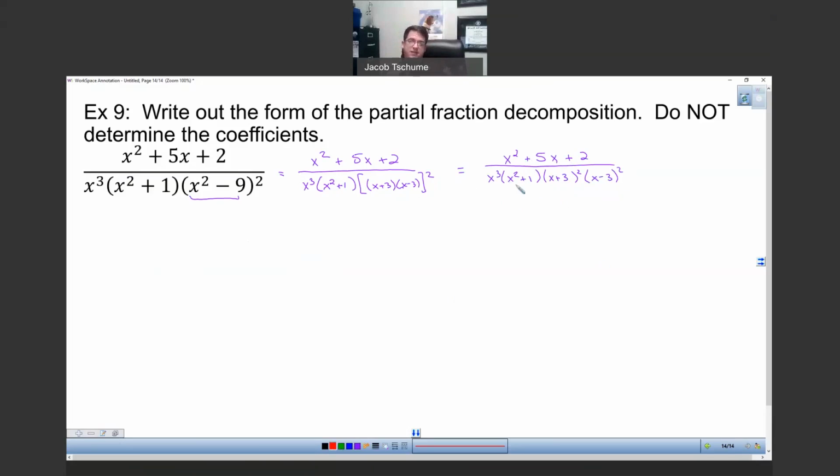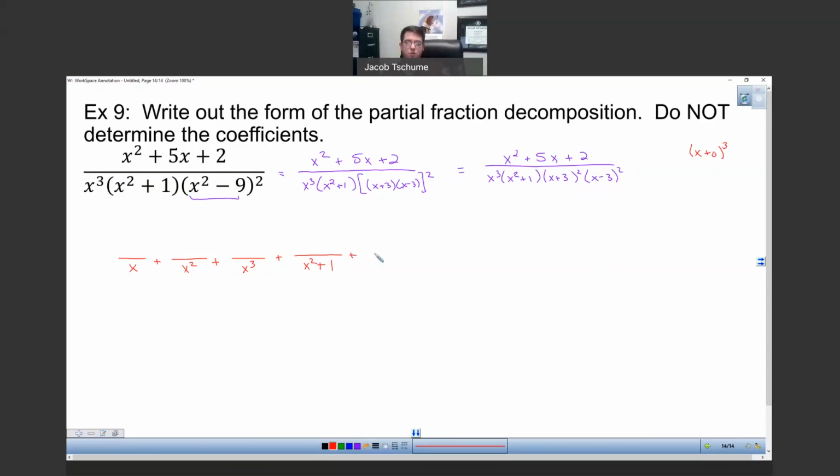But now you've got to break this down into the number of fractions, and there's going to be a bunch of them here. X cubed is actually a repeated linear factor because that would be the same thing as x plus 0 all cubed. So that means you will need 3 fractions just to break down the x cubed. One of them would be an x, then you would have to do the x squared term, and then the x cubed term. X squared plus 1 is a single irreducible quadratic, so it only needs 1 fraction.